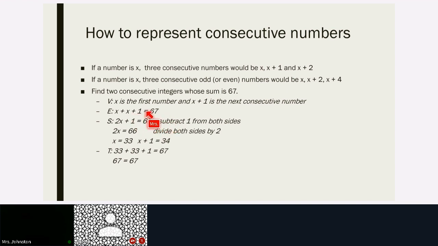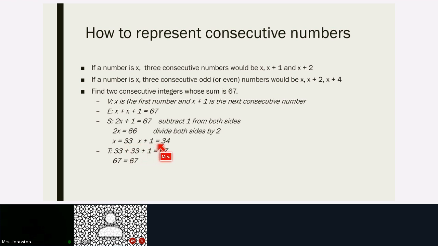Now you might wonder, should I keep that x plus 1 in parentheses because that's just one number? You could, but because they're being added, it's not necessary. Combining like terms, x plus x is 2x, plus 1 equals 67. Now you have a simple two-step equation. Subtracting 1 from both sides gives you 2x equals 66. Then your last step is to divide both sides by 2 to get x equals 33.